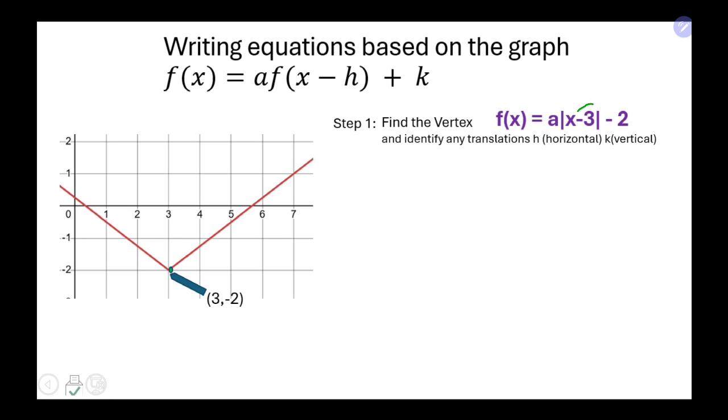horizontal shifting went 3 to the right, I write -3. If it goes to the left, it will be plus. Now, the down, there is no change on the sign. That's my case. It went down 2, so that means -2. So that was step 1. From the vertex, I can know the shifting.